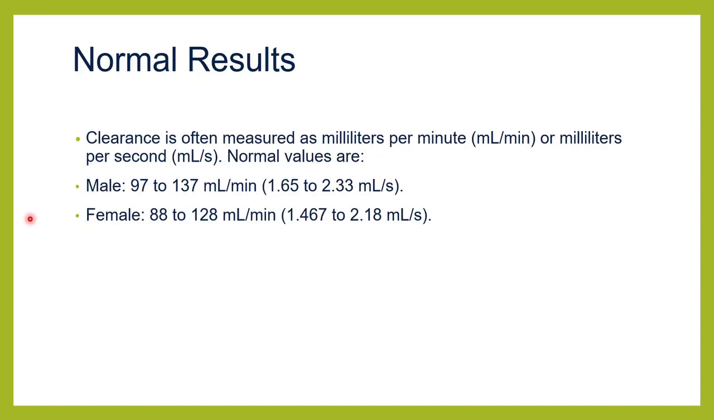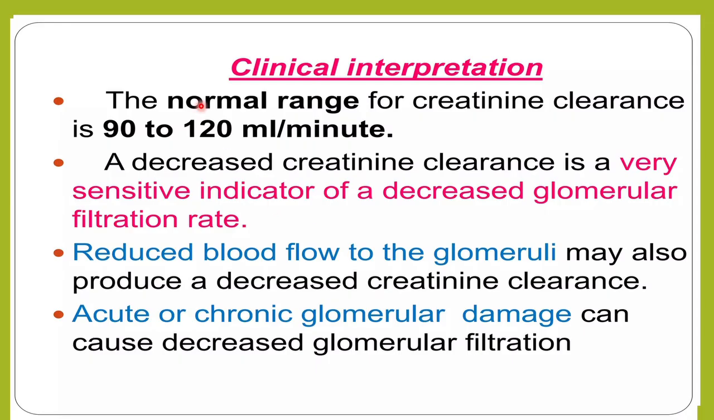So how do you measure the normal results? I've told you this is almost similar to eGFR, so the values will be a little bit higher than the GFR. You can take in males around 97 to 137 ml per minute, and in females, because the muscle mass is less, it is 88 to 128 ml per minute. But remember, it is almost similar to GFR. So more than 90 is taken as normal. The normal range of creatinine clearance is 90 to 120 ml per minute, same as the GFR, that is, an eGFR of more than 90 is also normal.